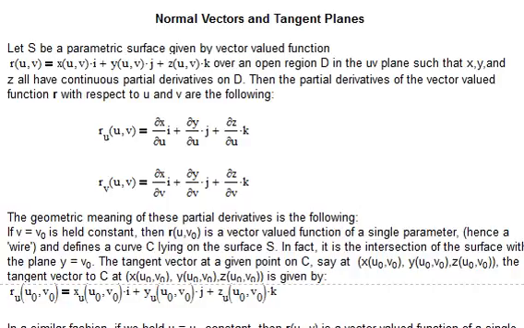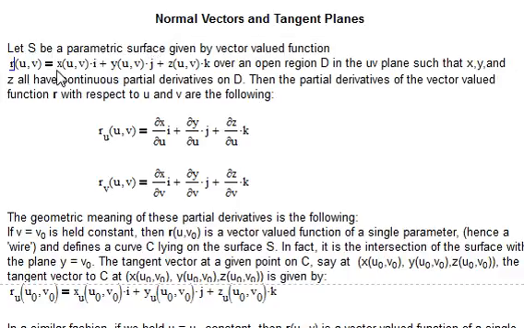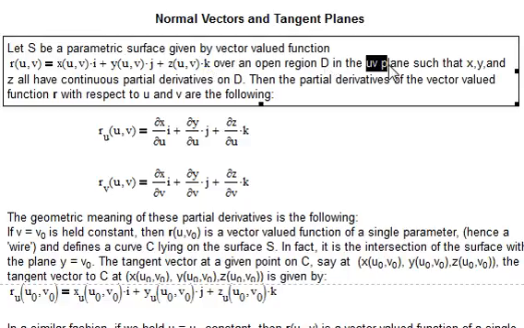One of the interesting and cool things about surfaces, as we've already seen, is that you can find a tangent plane to a surface at a point. So if we say let S be a parametric surface given by the vector valued function r of u,v equals x of u,v times i plus y of u,v times j plus z of u,v times k over some open region D in the uv plane.